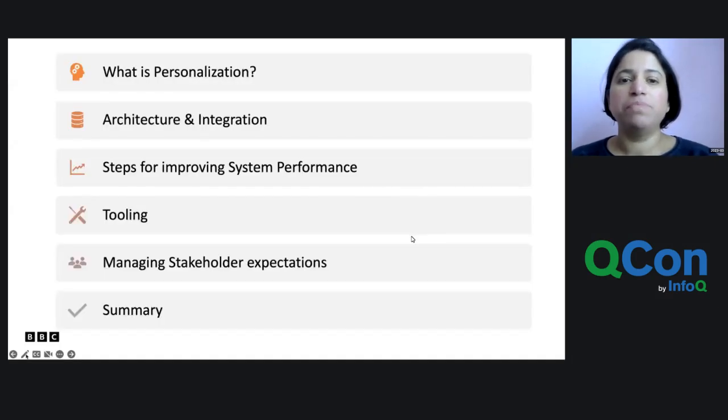First, we will look at what is personalization. In here, I will introduce you to some of the BBC products, and that will help you to get the context for the talk. Next, we will look at the architecture and the integration of the system, introducing you to different services that we make use of in our personalization product. We will then look at the different steps that we've taken to improve the performance and the capacity of our personalization product. We will then look at the tooling that has enabled and helped us through this journey. And finally, we'll talk about how to manage your stakeholder expectations. So let's dive in.